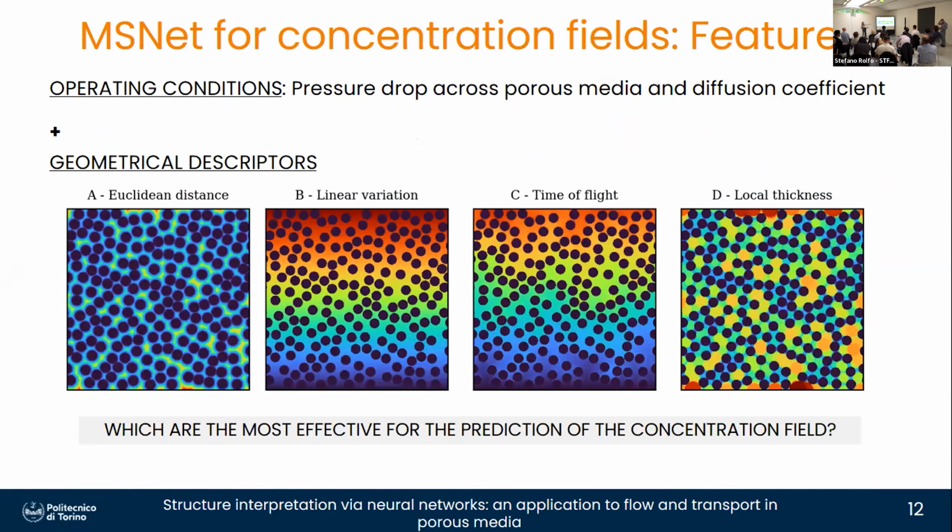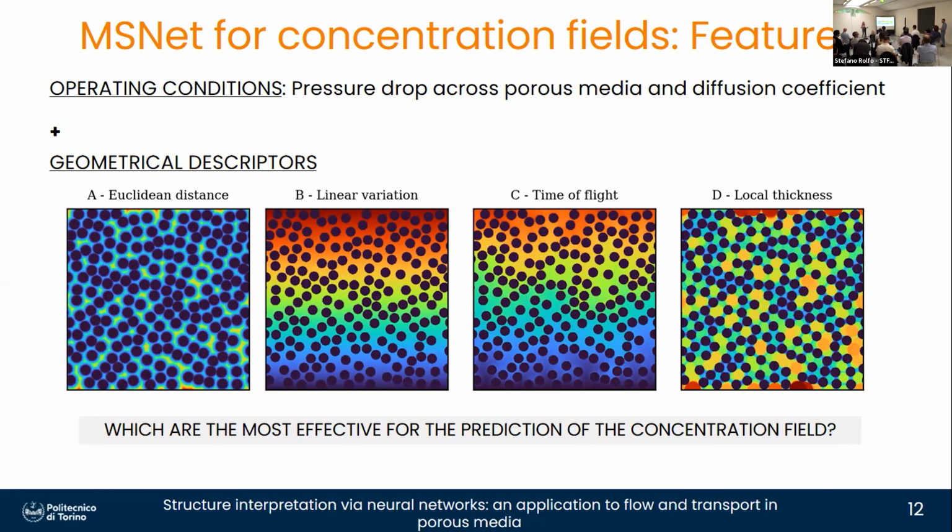The time of flight is quite related to tortuosity, because for us, tortuosity is just a number that describes the entire porous media. But with this time of flight, as you can see, we give a local field that is very much related to the tortuosity, because we can see the preferential paths inside the porous media. And this is the reason why the time of flight is more effective compared to just the linear variation, because we help the neural network by giving this tortuosity description field.